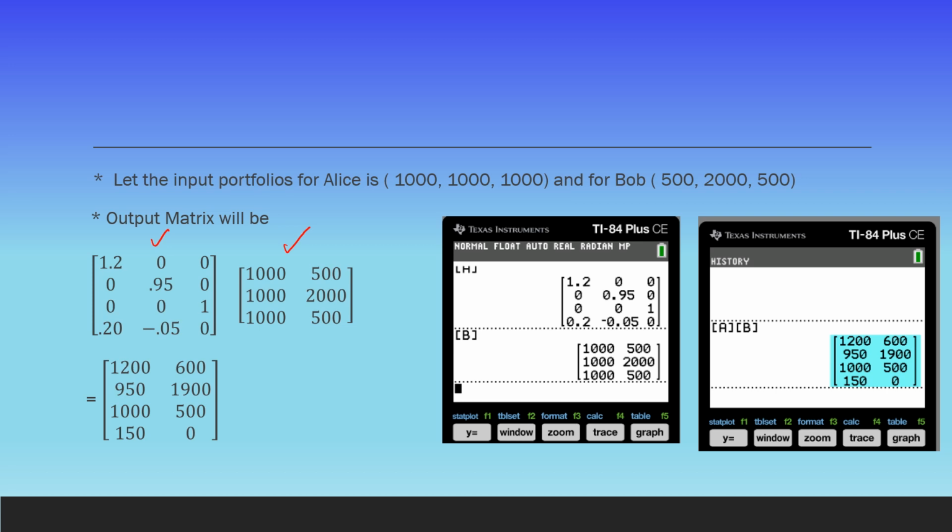So we can multiply these two. The product of these two will give me the output matrix. This is my input, this is my operation matrix, and this is my output matrix. You can use your graphing calculator to find the product easily, and then you get the product as the matrix 1200, 950, 1000, 150; 600, 1900, 500, 0.